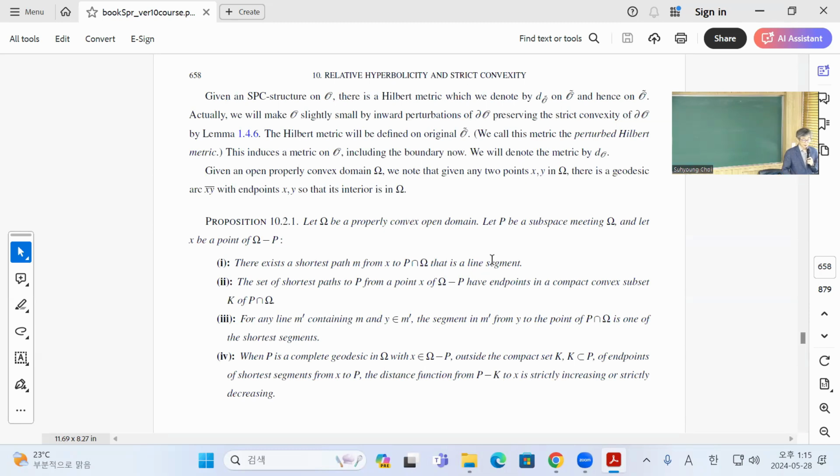Of course, it could be some broken path, but the line segment does realize some shortest path. So the shortest path from X has endpoints in a compact convex subset of this set, and for any line M prime containing M and Y in M prime, if you take the shortest segment and then take a subsegment to this point, it's still the shortest segment. Or the bigger segment, some other point in there, and this is bigger. And if P is a complete geodesic case, then this will always be strictly increasing or strictly decreasing. So it will be a convex function.